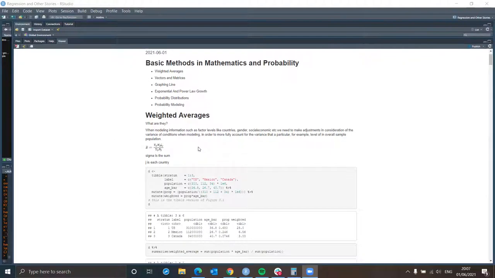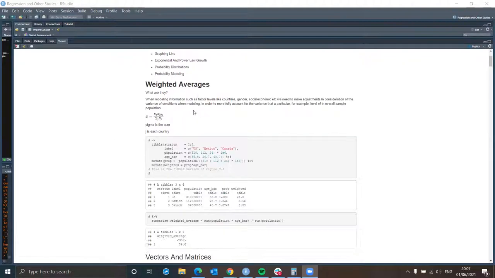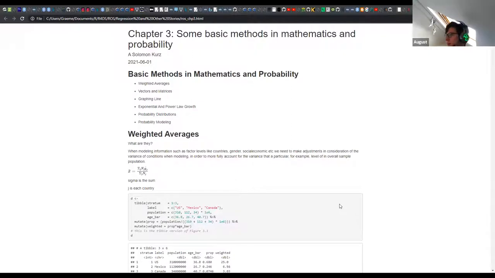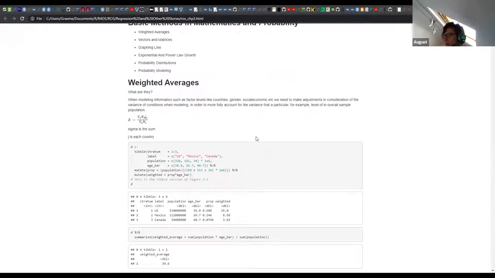USA. August, can you increase the font size a little bit? Maybe. Let's see. Anyone else to do that? Let me change the screen. Is this better? Okay. There we go.